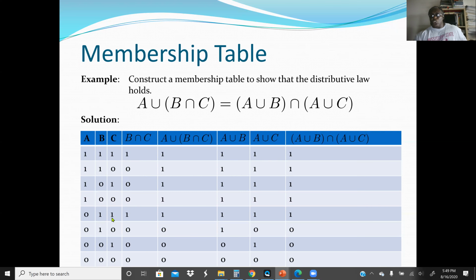Now we go to the union. You see the union is addition. So if one of them is 1 or both of them are 1, we get 1. So the only time we get 0 here is when A and B are 0, 0. So 0, 0, 0, 0.